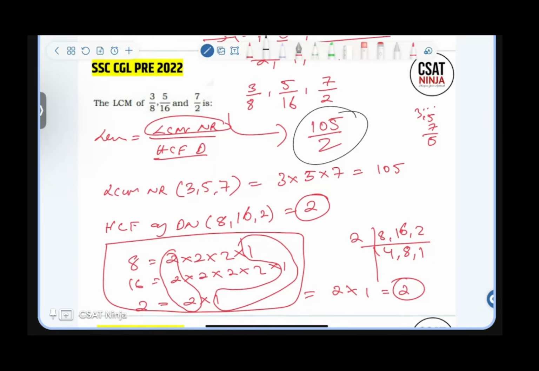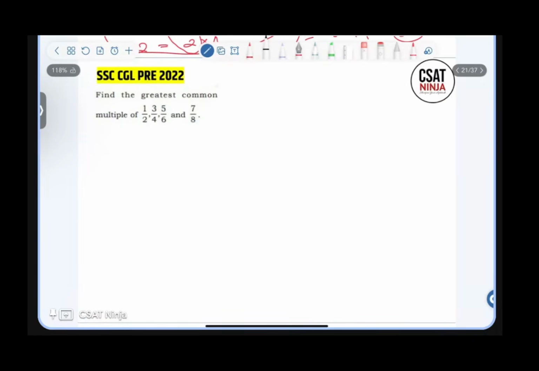Just before your exam, we all know how to find LCM and HCF. So just before your exam, you go through the formulas of how to find the LCM of a fraction. So I'll leave this one for you. Remember, greatest common multiple simply means you are asked to find HCF.